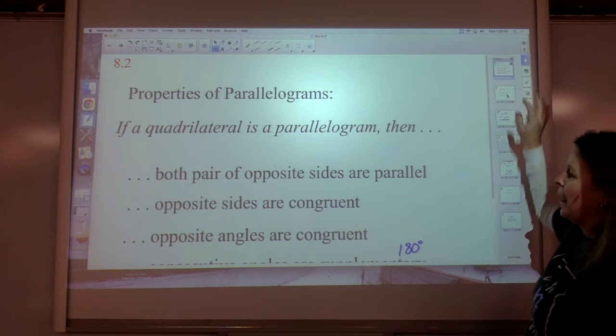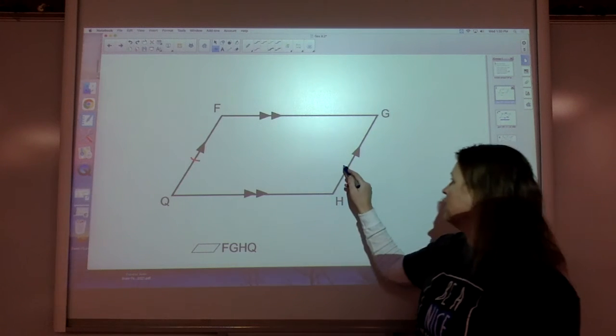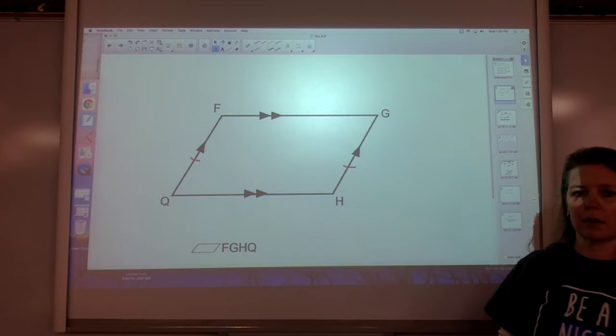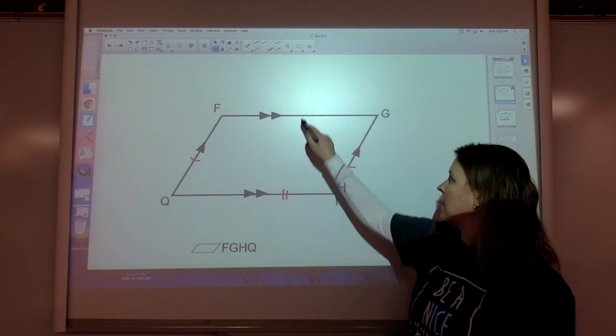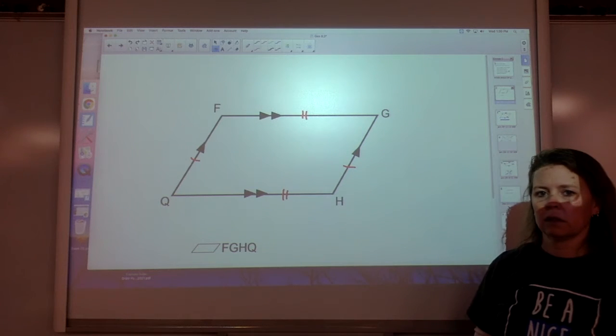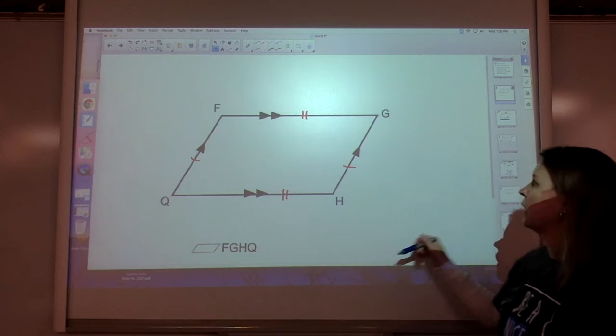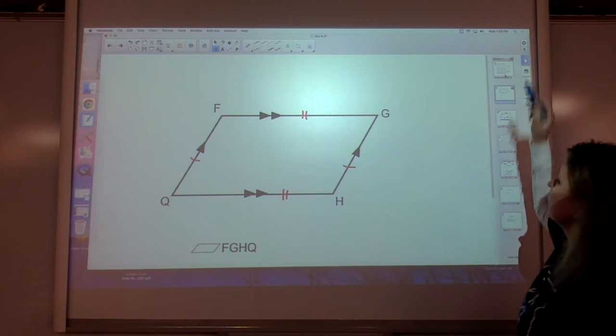Next property, opposite sides are congruent. So we can mark these sides opposite, and in the book it'll be with a red tick mark. And we can mark these sides opposite. Just because they're parallel does not automatically mean that they're congruent. So we have to add the tick marks to it to show opposite sides are congruent.